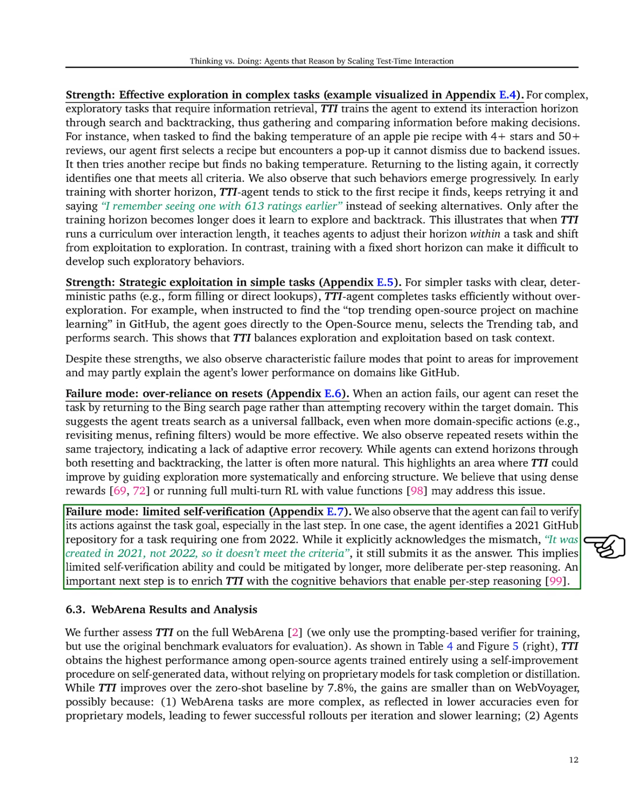Another failure mode is limited self-verification. The agent sometimes fails to check its actions against the task requirements, particularly at the final step. For example, it might identify a repository from 2021 when the task requires one from 2022, acknowledging the mismatch but still accepting the incorrect answer. This points to a need for improved reasoning at each step, which we aim to enhance in future iterations.